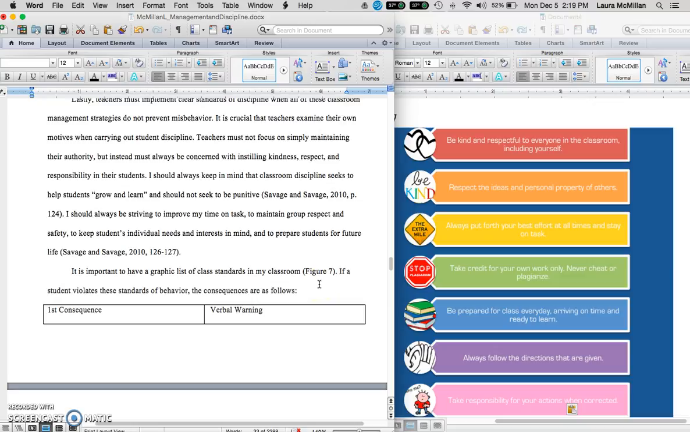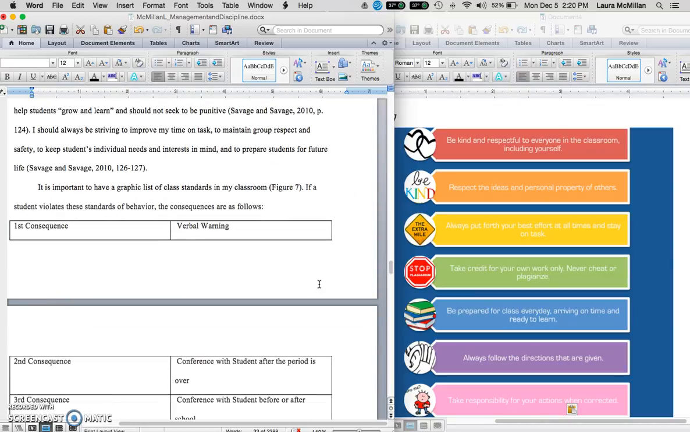Teachers must not focus on simply maintaining their authority, but instead must always be concerned with instilling kindness, respect, and responsibility in their students. I should always keep in mind that classroom discipline seeks to help students grow and learn and should not seek to be punitive. I should always be striving to improve my time on task, maintain group respect and safety, to keep students' individual needs and interests in mind, and prepare students for future life.